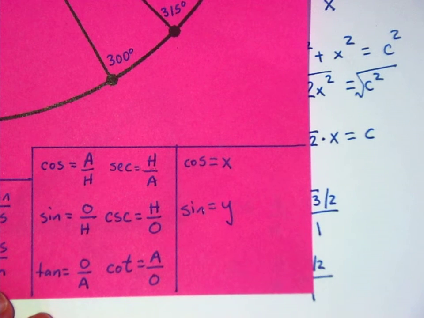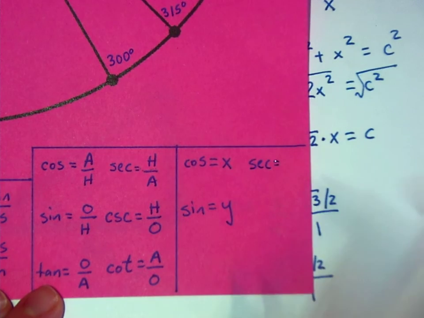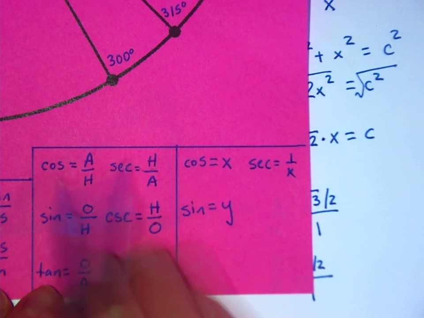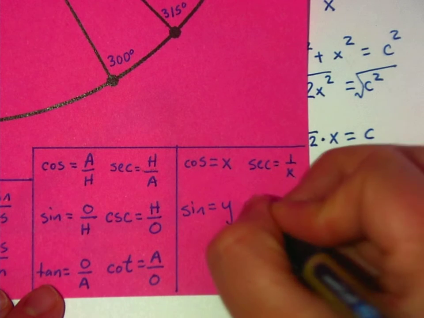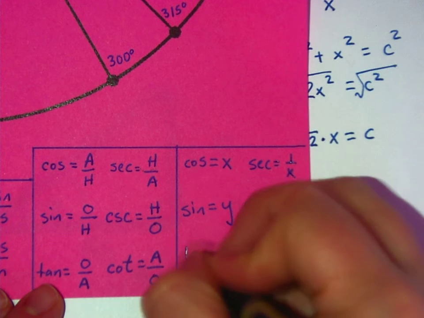All right, if cosine is x, what is secant? Yes, do you remember how these are opposites of each other, guys? Remember they're just flipped fractions? And what's cosecant? 1 over y. Here's a hard one though. What's tangent?